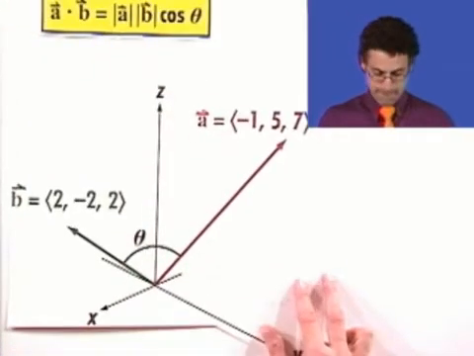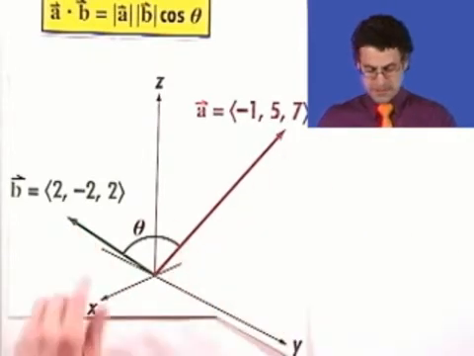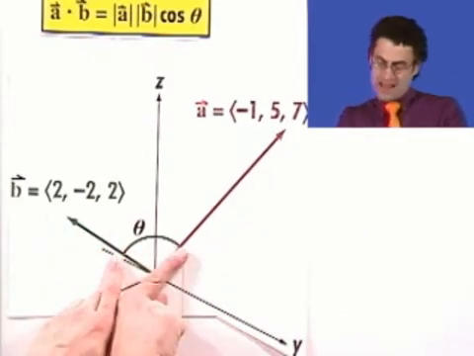So let's try an example. So first, we had no idea what, in fact, the dot product means, and now we see it's somehow connected to the angle between two vectors. So suppose I'm given this scenario right here. I've got a vector b and a vector a. They're given by these coordinates. I want to find that angle between those two vectors.